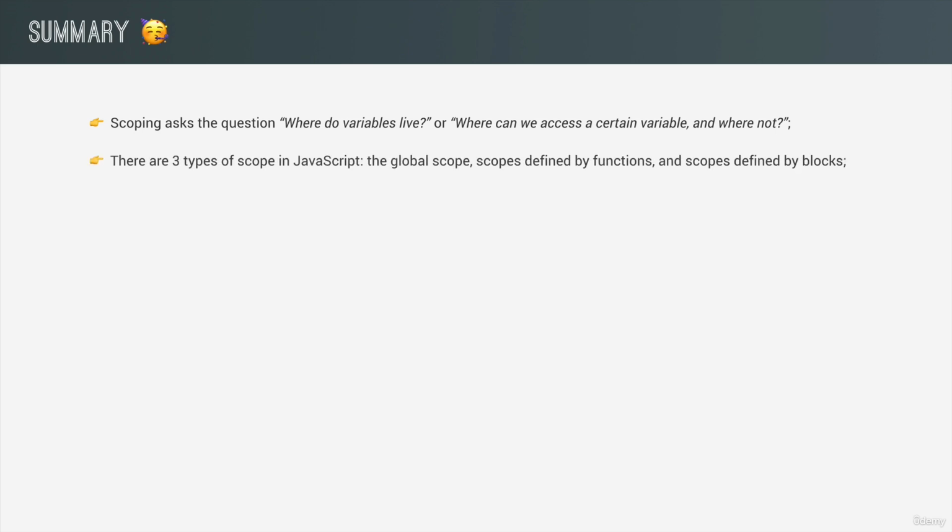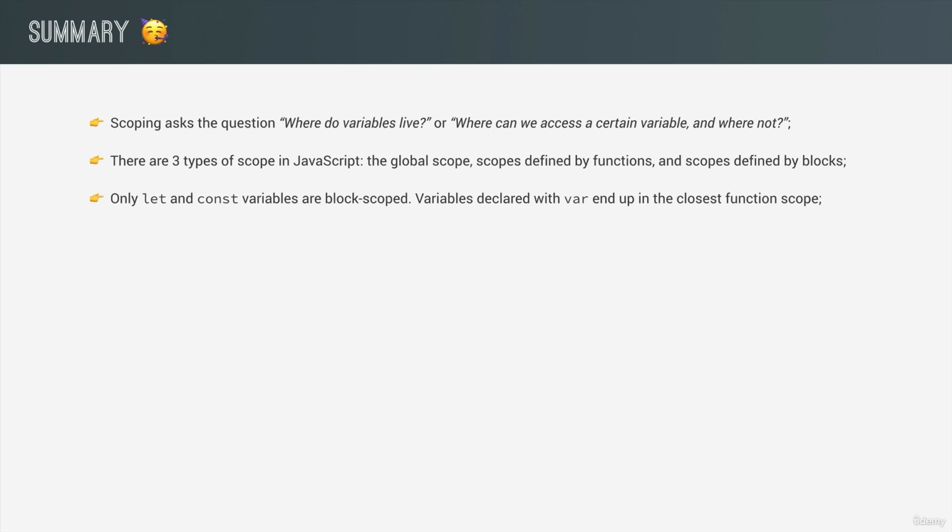And I know that this was quite a long lecture with a ton of stuff to take in, and so here is a handy summary with the main takeaways from this video. So to start, scoping asks the question, where do variables live? Or where can we access a certain variable and where not? That's what scoping is all about. Now, there are three types of scope in JavaScript: the global scope, scopes defined by functions, and scopes defined by blocks, starting in ES6. However, only let and const variables are block scoped.